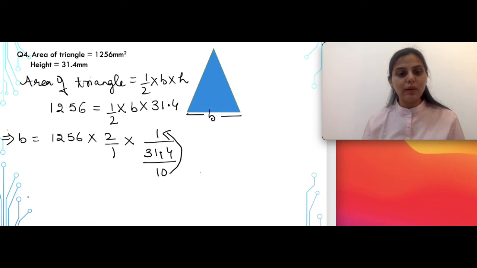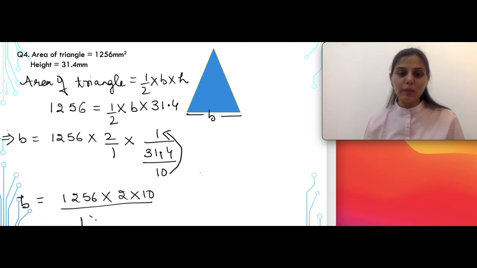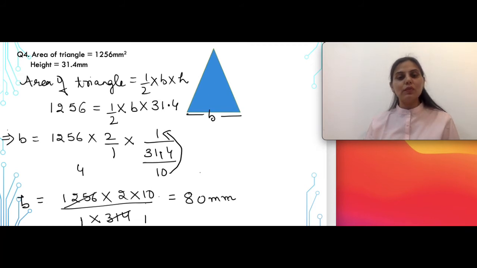So when we write the terms, we can write b is equal to 1256 multiplied by 2 multiplied by 10 whole divided by 1 multiplied by 314. Now if you want, you can cancel the terms with the table of 2 also, or you can directly cancel the terms. 314 ones are 314, and 314 fours are 1256. So this will give you the answer as 4 multiplied by 2, that is 8, and 8 multiplied by 10, that is 80, and the units with this will be millimeters. So this gives you the base of the triangle.